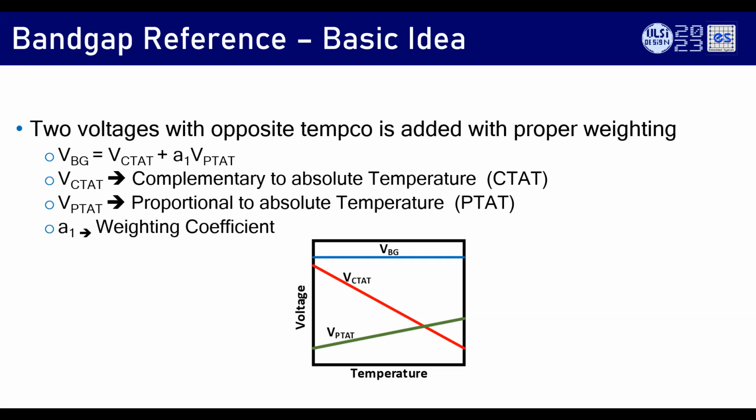And also let's find a voltage which increases with temperature. We call that a PTAT. And then what you do is you just average, weight and add them. VBG you can add to be the CTAT voltage plus some constant times a PTAT voltage. In the bottom curve, you can see that the red color is the CTAT curve. It drops with temperature. Green is a PTAT, which increases with temperature, and you get the blue if you add appropriately. This is the basic idea of the bandgap.